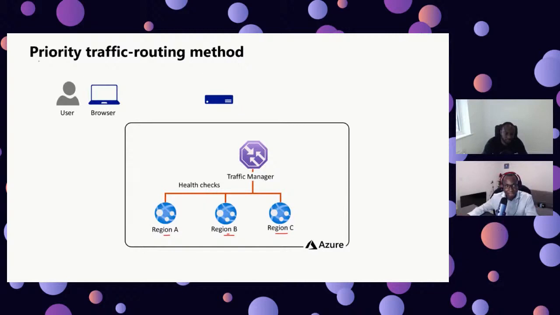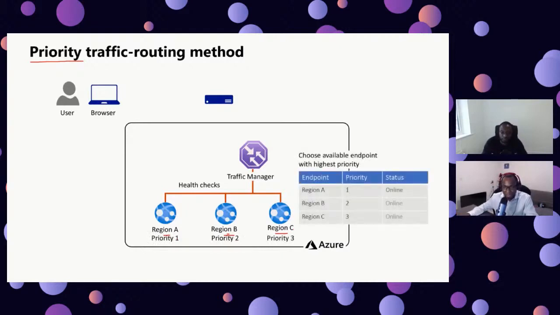Now, if I selected the priority routing method, how does that work? I have to give my instances a priority number. For example, region A priority 1, region B priority 2, region C priority 3. Traffic Manager then uses the priority to say, I'm always going to send traffic to priority 1 unless it has failed. So you can consider this an active passive scenario. In other words, traffic always goes to one endpoint unless that endpoint has failed. In this case, everybody will be sent to region A because it's priority 1.